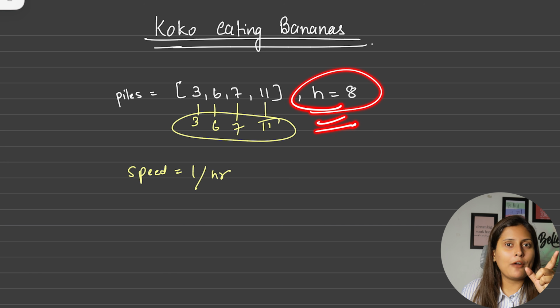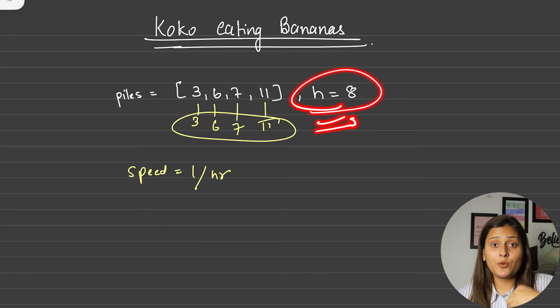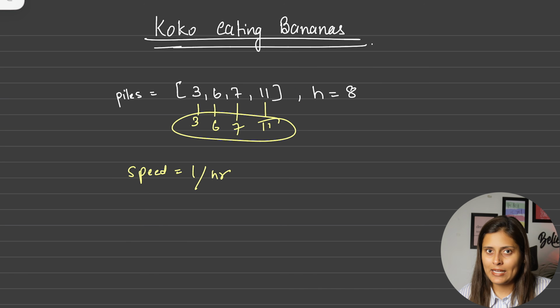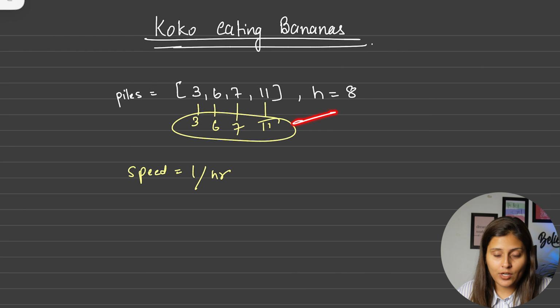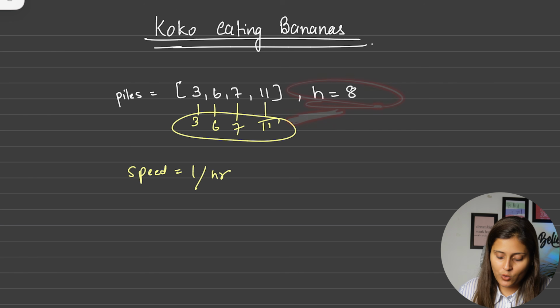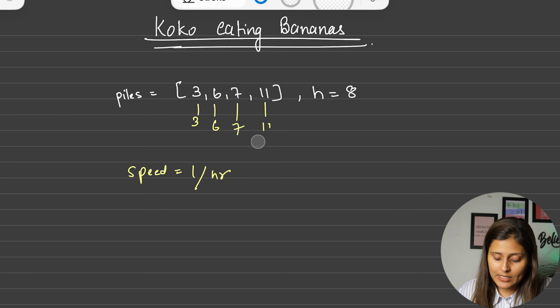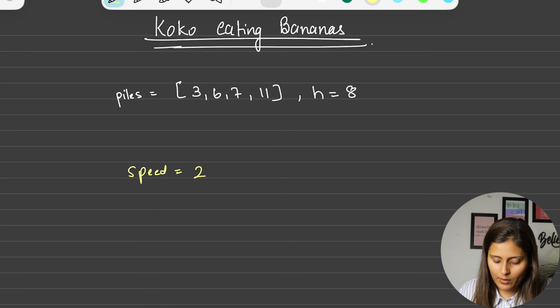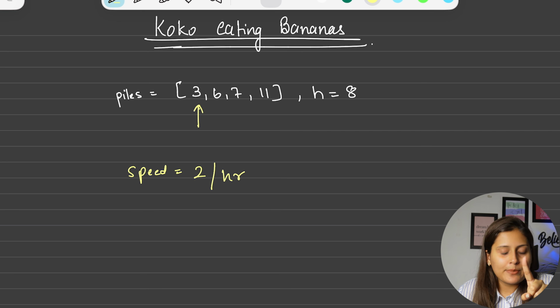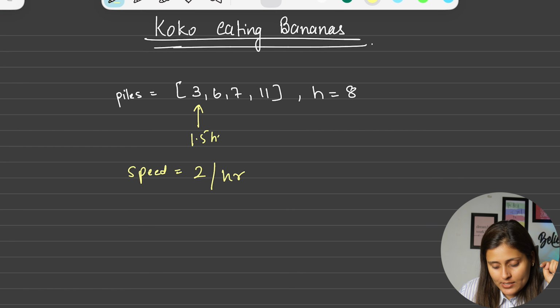So don't you think you have to increase your speed so that you can finish the bananas in less time? Yes, because you are currently taking 27 hours and that is not allowed because you have to finish within 8 hours, okay. So you would like to increase the speed from 1 to 2 now, okay, 2 bananas per hour. So to complete 3 bananas with the speed of 2, obviously she will take 1.5 hours, correct?